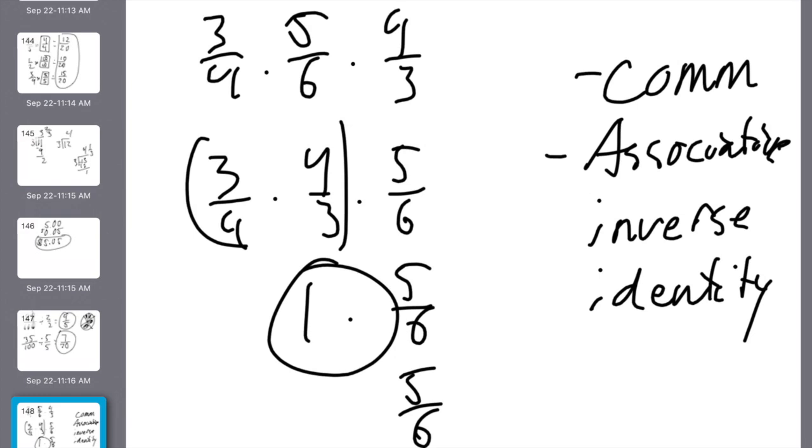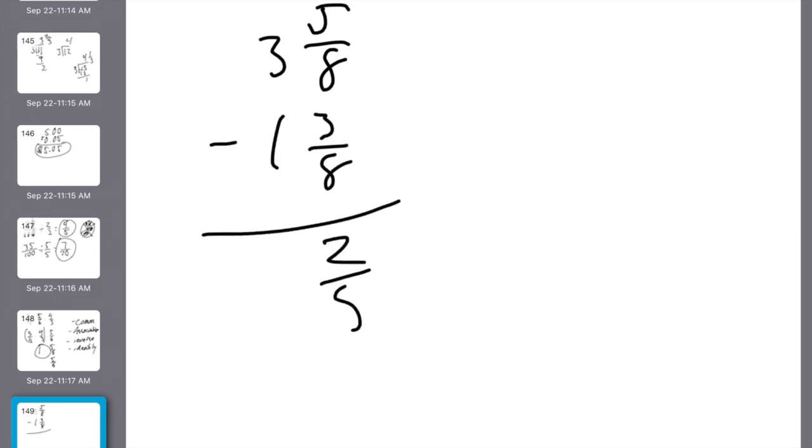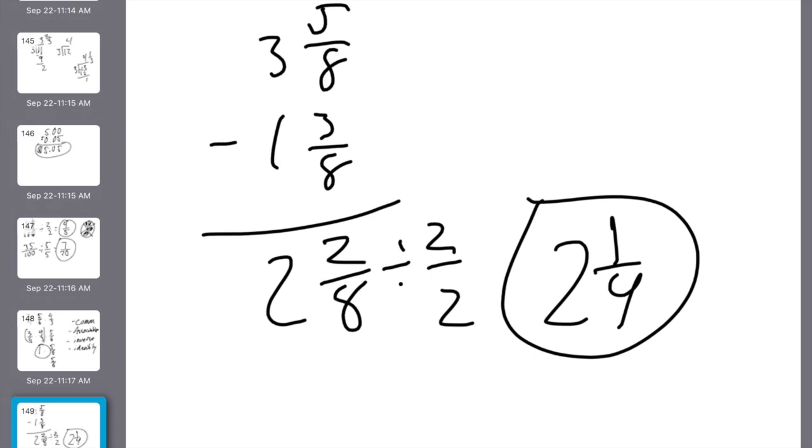So guys, normally we only give these two in the steps up to this point. Now we're going to start to add all these when we have more fraction work. So make sure you memorize inverse and identity and how they work with it. 22. I have 3 5/8, and I'm subtracting 1 3/8 from it. 5 minus 3 is 2, 8 stays the same, 3 minus 1 is 2, and I need to reduce. Divide them both by 2. Gives me 2 1/4. So you're reducing the fractions now that we're done.